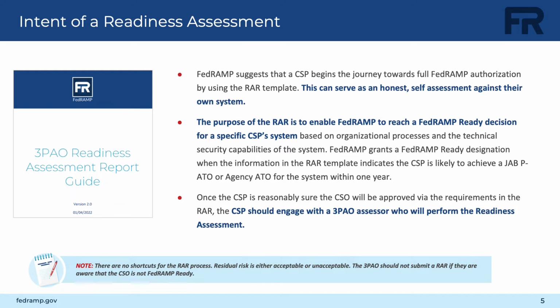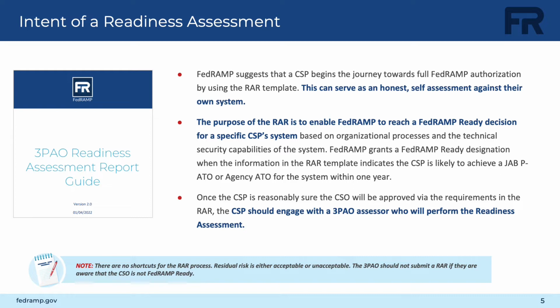The purpose of the RAR is to enable FedRAMP to reach a FedRAMP-ready decision for a specific CSP system based on an organizational process and the technical security capabilities of the system. FedRAMP grants a FedRAMP-ready designation when the information in the RAR template indicates that the CSP is likely to achieve a JAB, PATO, or an agency ATO for the system within 1 year. Once the CSP is reasonably sure that the cloud service offering, or CSO, will be approved via the requirements in the RAR, the CSP should engage with a third-party assessor, or 3PAO, who will perform the readiness assessment.